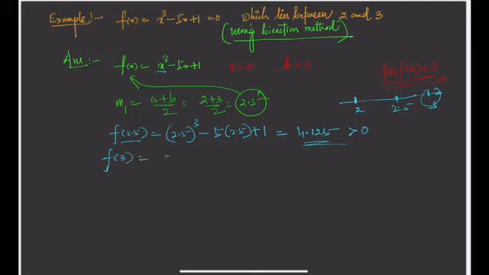We have to put in f of 3: 3 cube minus 5 into 3 plus 1. So 3 cube is what? 27 minus 15 plus 1. So it is again what?